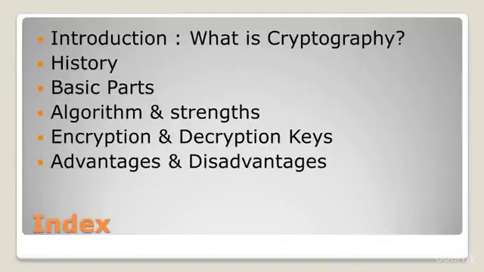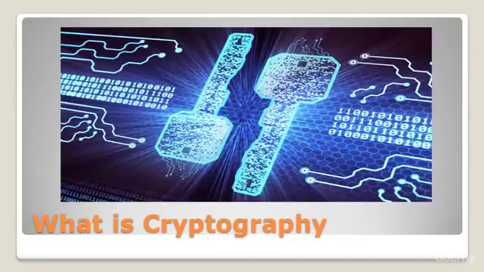In this tutorial I'll be teaching you what cryptography is exactly, its history, what the basic four parts of cryptography are, algorithms, strengths, encryption, decryption, keys, and the advantages and disadvantages in the end. To start with cryptography, there are always two main parts. One is the encryption and the other one is the decryption. I'll be giving you more examples as we go ahead and start looking in detail at real applications.